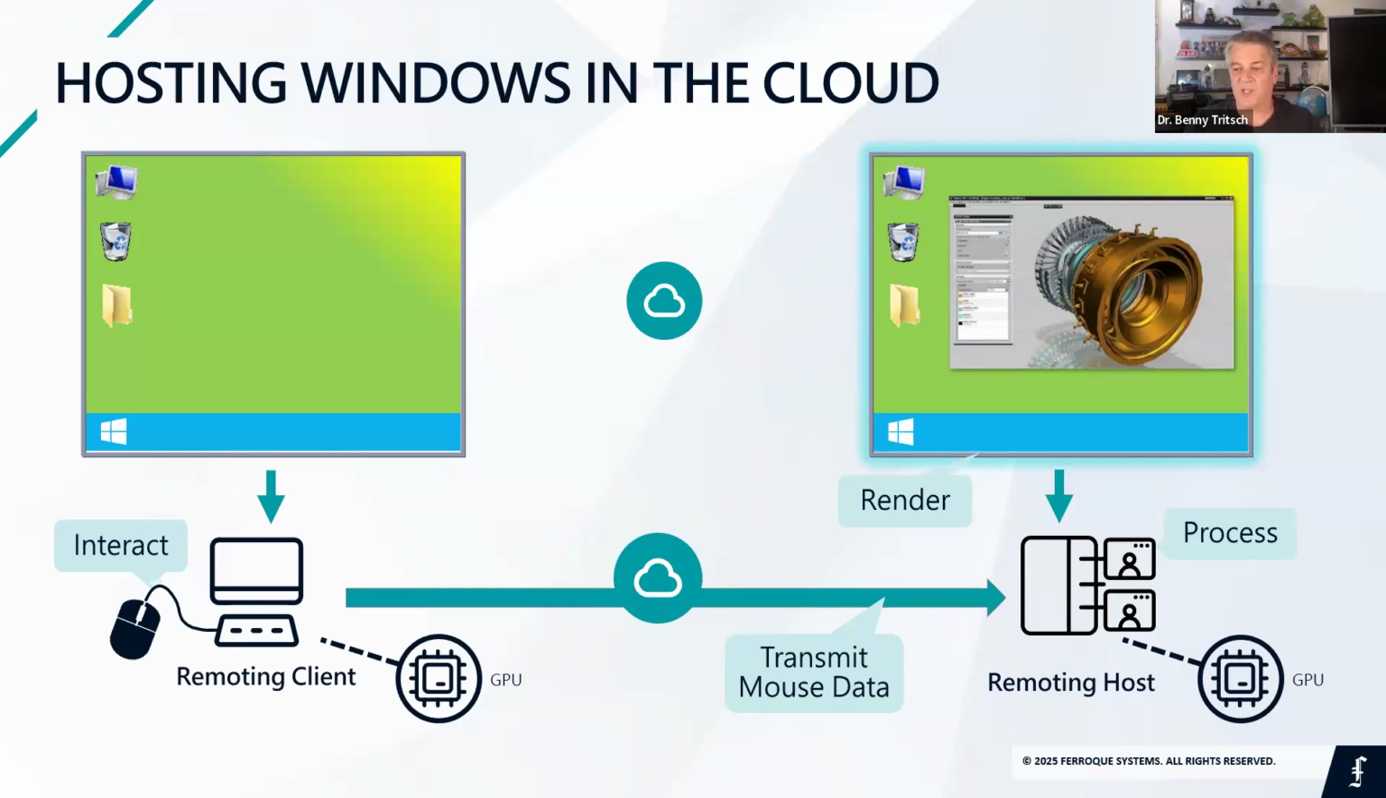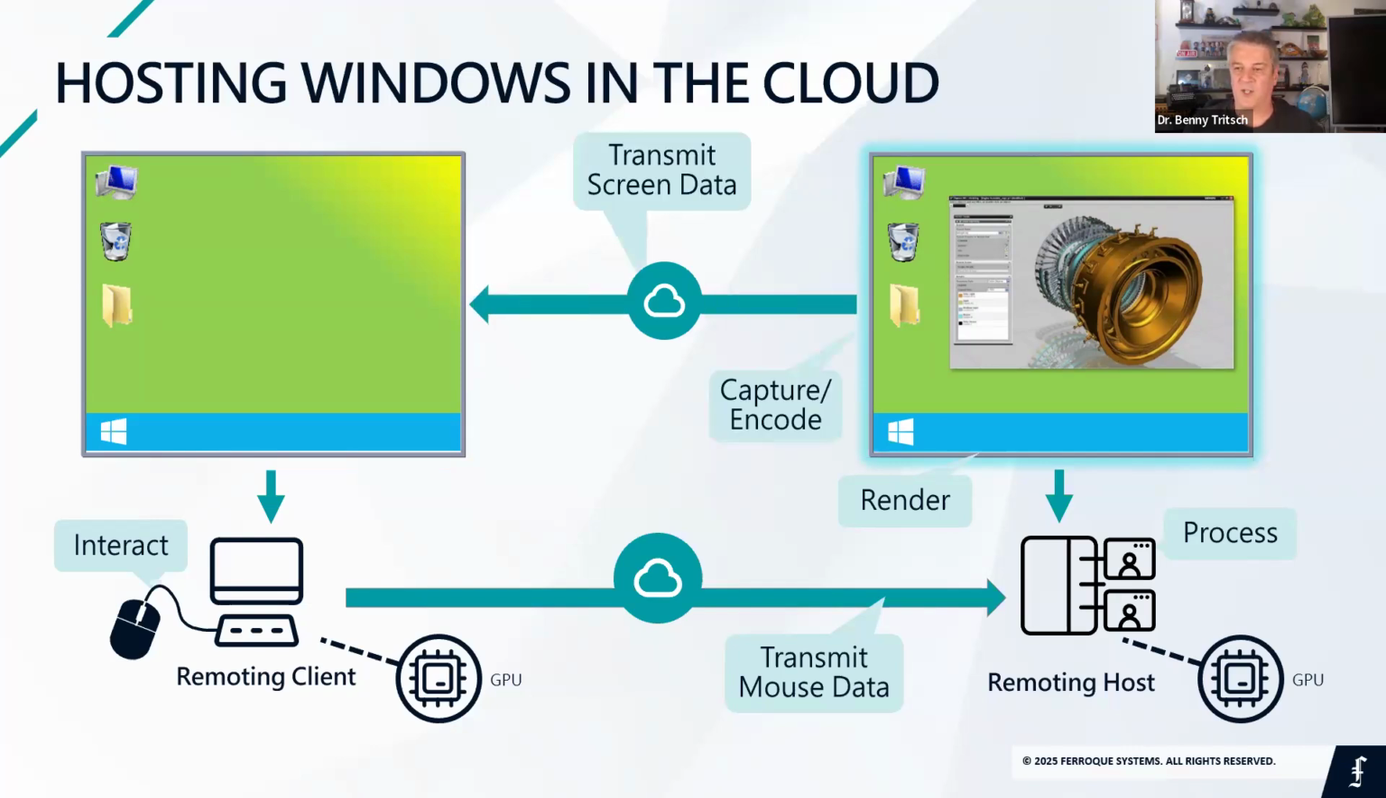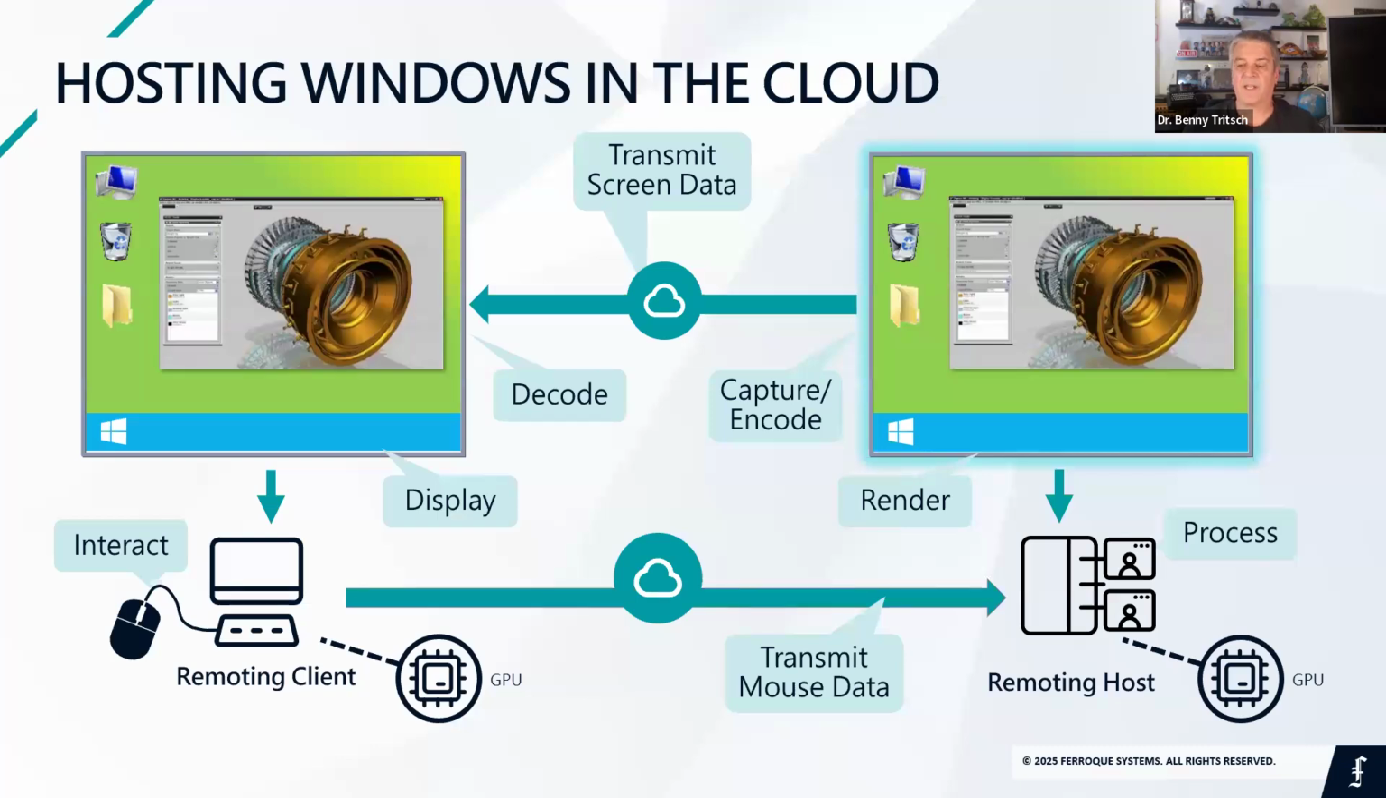Now, we process all the interaction on the remoting host side, and there the rendering happens in the frame buffer. So the frame buffer on the host side is being captured and encoded, and then we transmit the screen data over to the client, again through the cloud connection. And there everything is decoded and displayed. And all these individual steps come with a certain latency. And that is nothing we can fix.